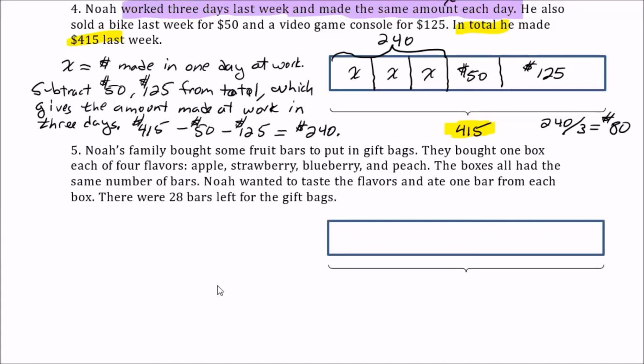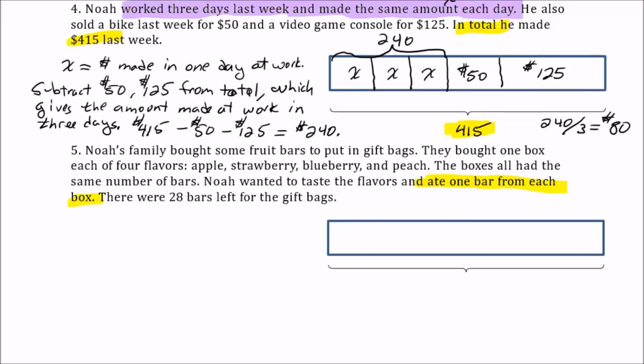It's always a good idea to read through these problems more than once, especially if you're not sure. So I'm going to read through this again. Let's see. Noah bought some fruit bars to put in the gift bags and 1 box of each of 4 flavors. So there's 4 boxes. The boxes all had the same number of bars. It doesn't tell us how many, so that could be my variable. Noah wanted to taste the flavors. He ate 1 bar from each box, so that's subtracting 1. Ate 1 bar from each box, and there were 28 bars left for the gift bag.